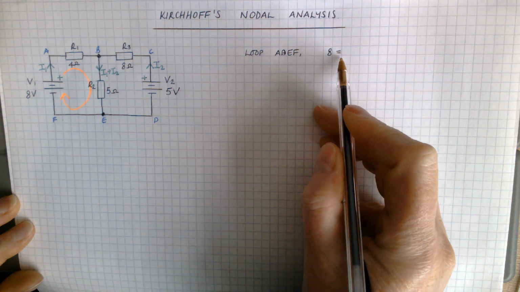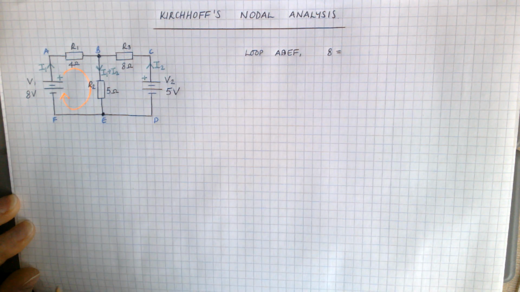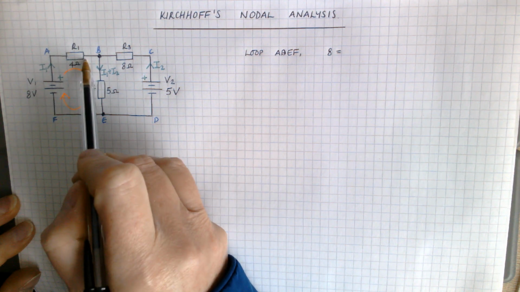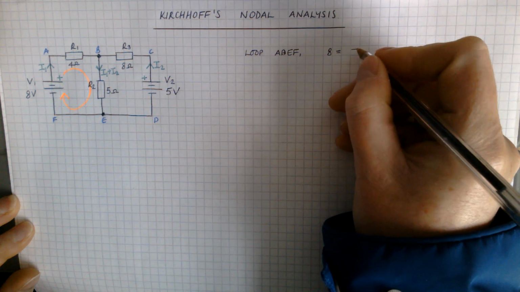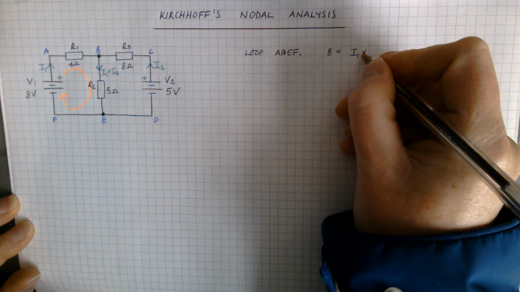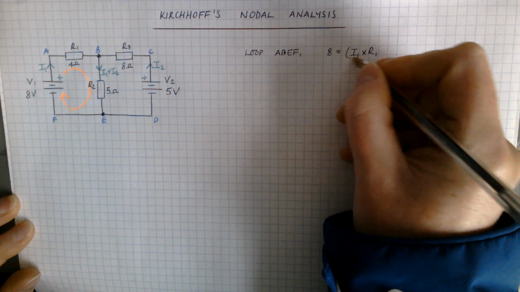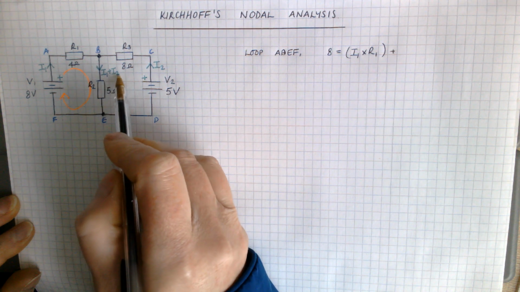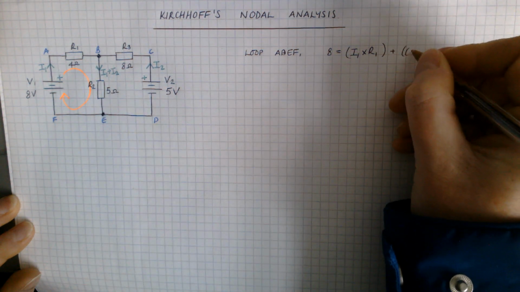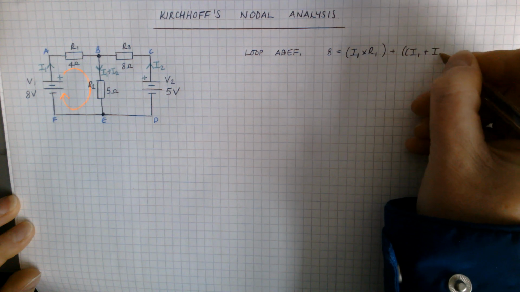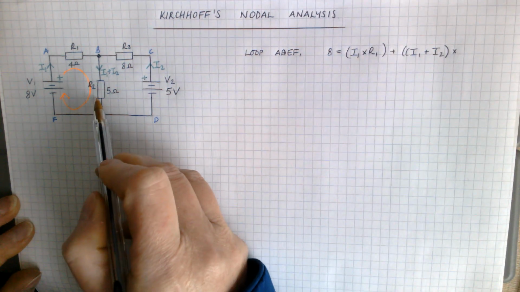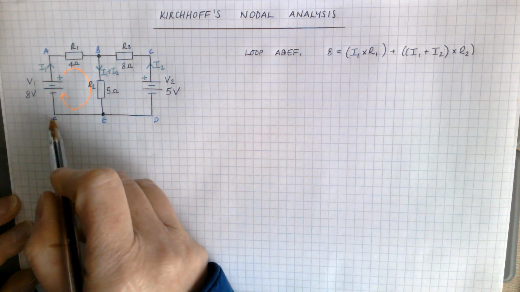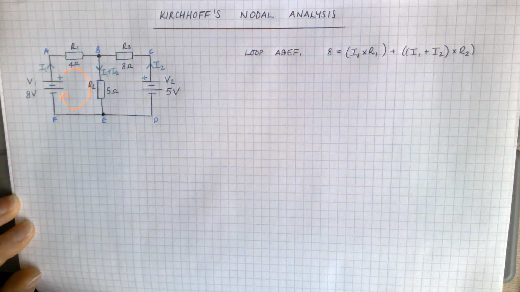So 8 volts is equal to, now remember that V equals I times R. So watching this current coming round, I1 it is at this point. It's I1 when it flows through that R1. I1 times R1. Continuing round the loop past point B, I've now got this current here, I1 plus I2, times that R2. And then my loop continues on past D, past F, back to the supply. So that's my first loop.